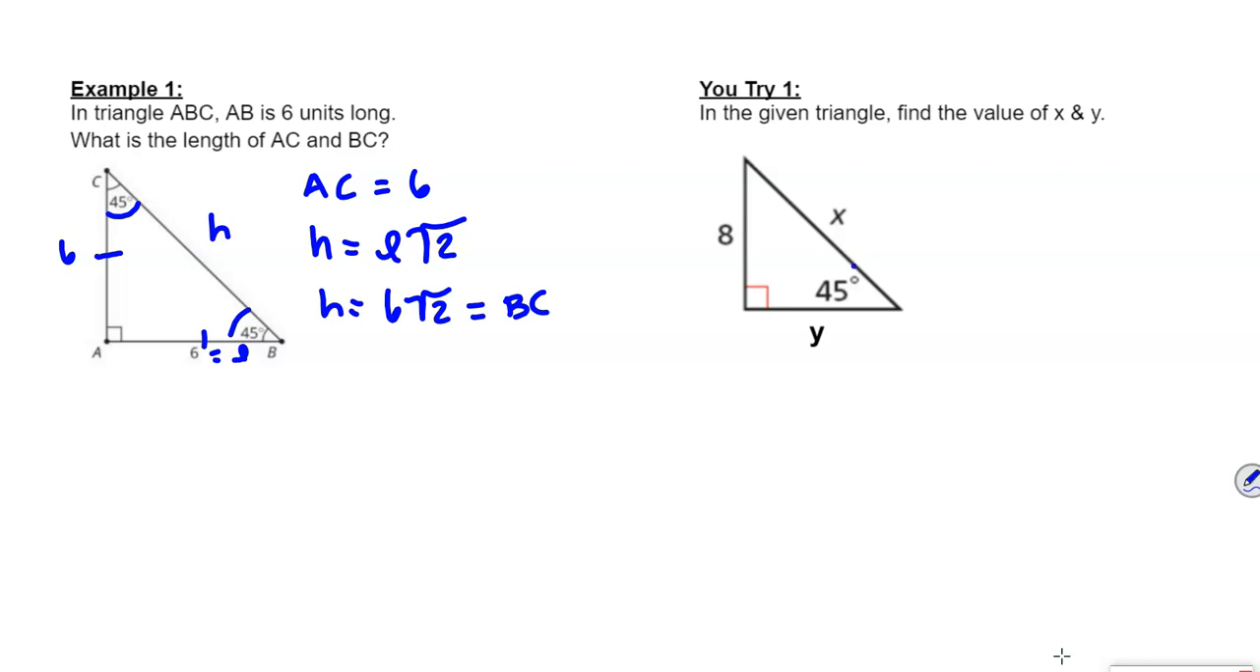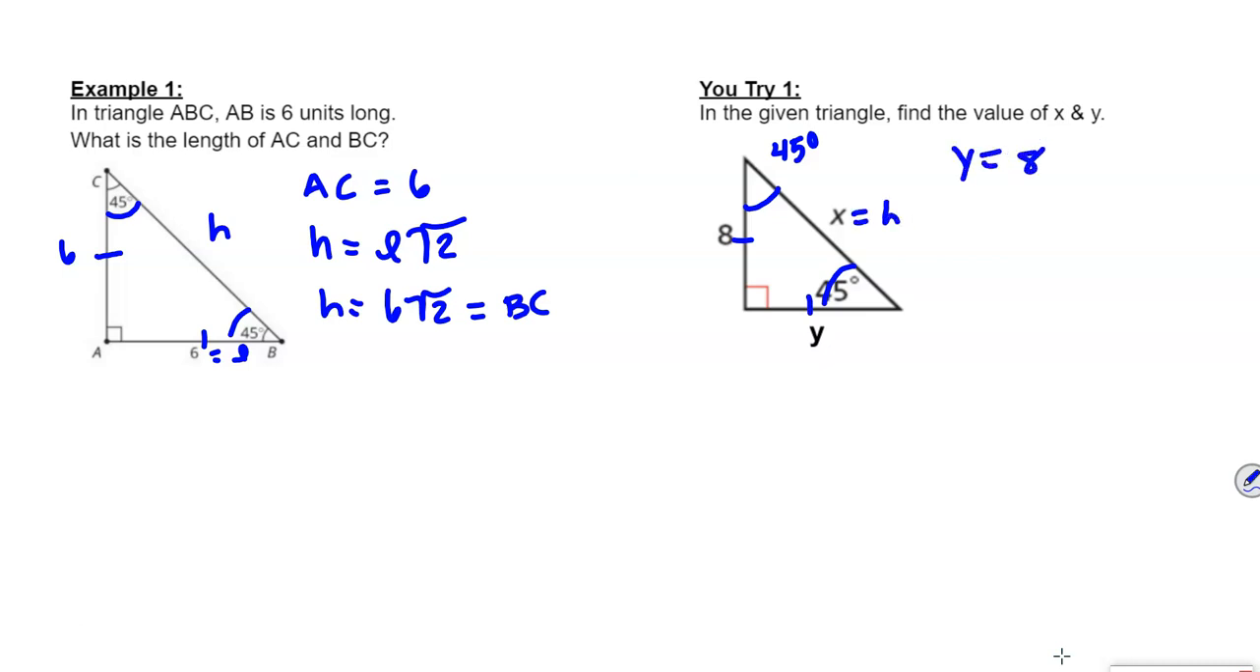Here again, because we have one 45 degree angle, we know this has to be a 45 degree angle. And that's because 45 plus 45 is 90. That means also that these two legs are congruent, right? So y is equal to 8.